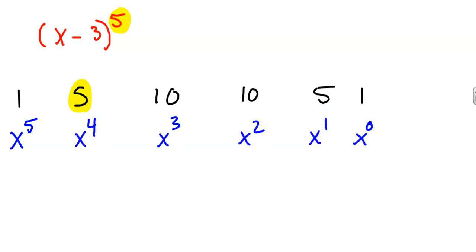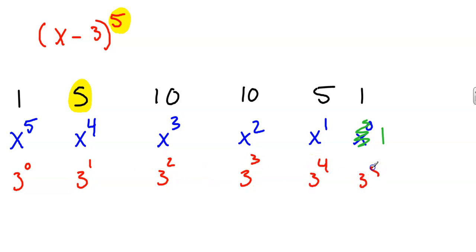x to the 0. And if you get there and you want to go ahead and scratch that out and just put a 1, feel free to go ahead and put a 1 there. Okay, and when you count up, don't worry about the negative. Just forget the negative. Just do 3 to the 0 power, 3 to the first, 3 to the second, 3 to the third, 3 to the fourth, and 3 to the fifth.